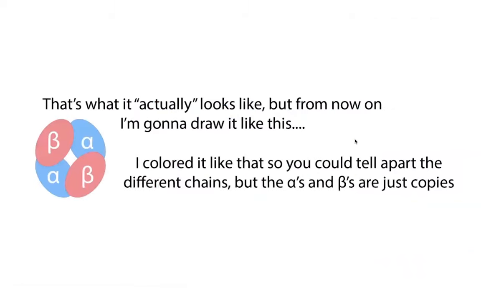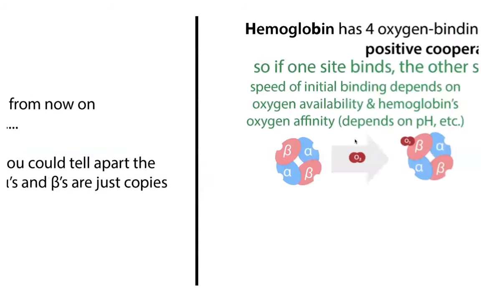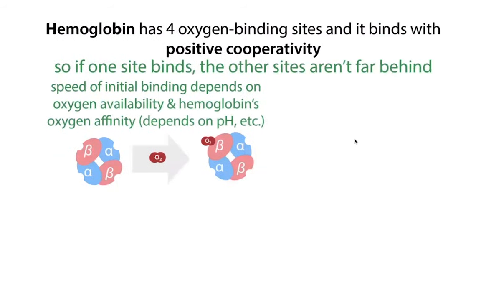So that was what it actually looked like, but for a little bit, we're going to draw it like this. And remember that in that figure, I colored it with slightly different shades of blue and pink so that you could tell apart the different chains, but the A's and B's are just copies. Okay, so now let's see what happens. So we said we had those 4 binding sites, those 4 hemes, and each of those hemes could bind oxygen.